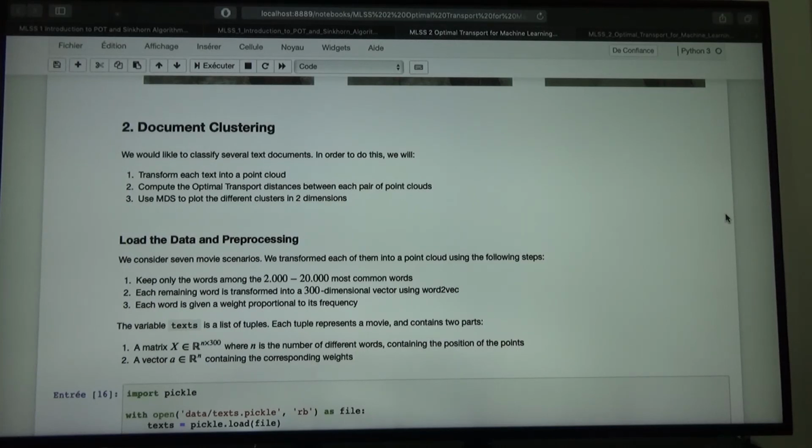Okay, so I did all the data pre-processing for you. And so what you get is just weighted point clouds, and you just have to compute the Wasserstein distances between all the documents. And we will see that this will give us a distance between the documents, or at least a notion of similarity or dissimilarity between the documents that we can use to do some clustering of the documents, for example. Okay? Any questions?